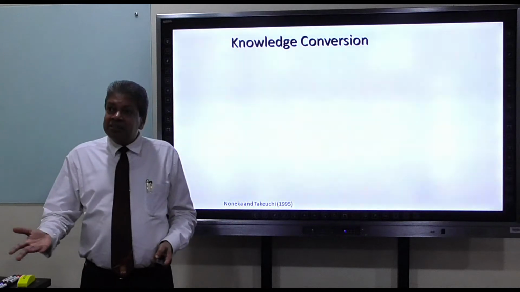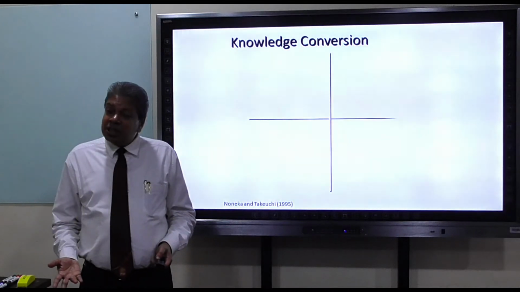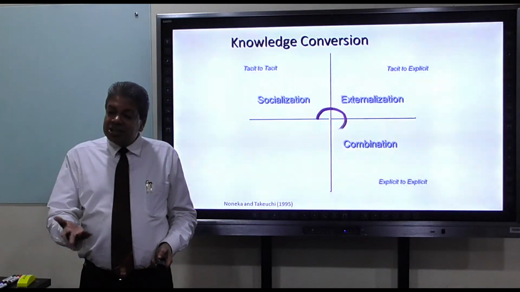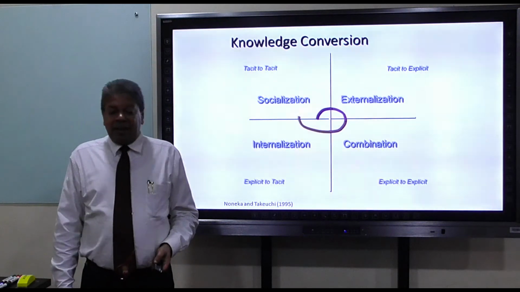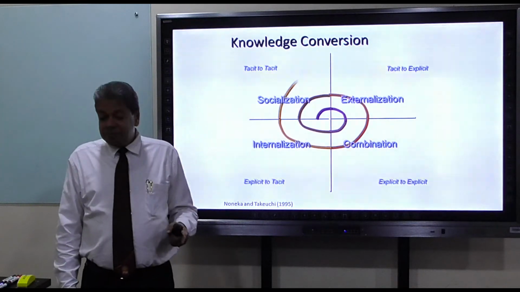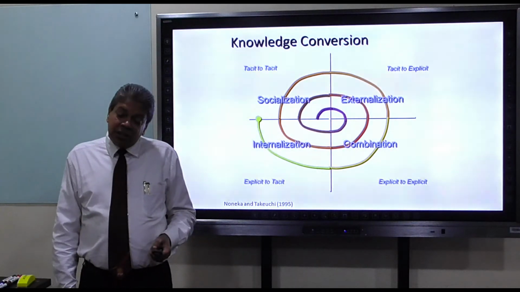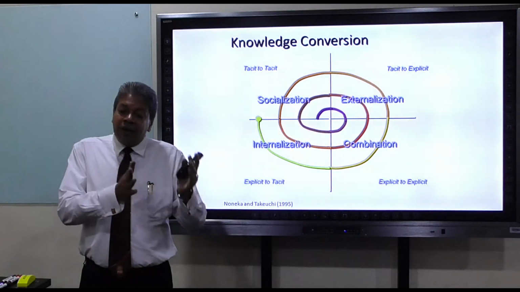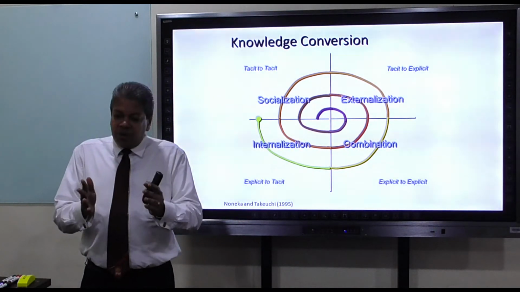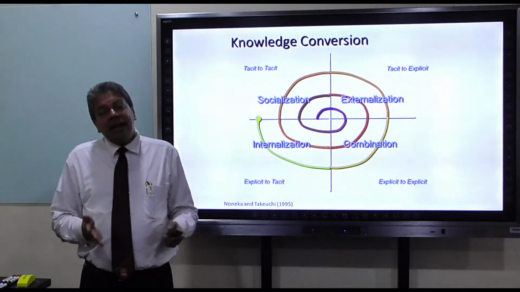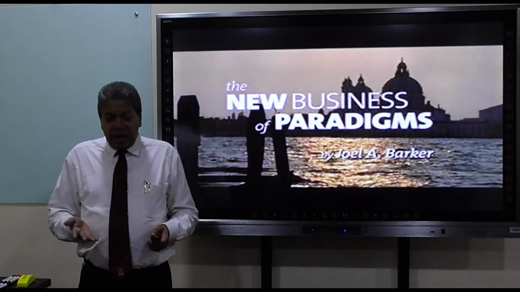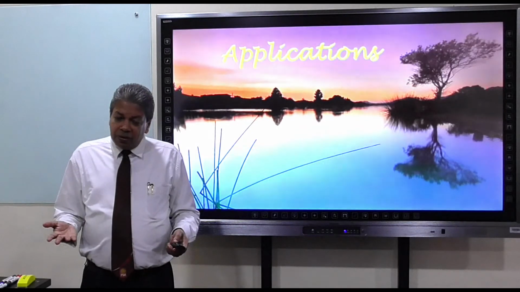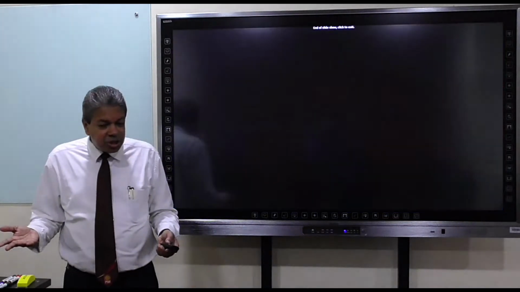And then we had a very interesting knowledge conversion, we call it the SECI cycle: socialization, externalization, combination, and internalization. We call it the SECI spiral by Nonaka and Takeuchi. And then that clearly gave us an idea how to convert tacit to tacit, tacit to explicit, explicit to explicit, and explicit to tacit. And we had a wonderful view of new business paradigms, the video. And then that concluded the first session.